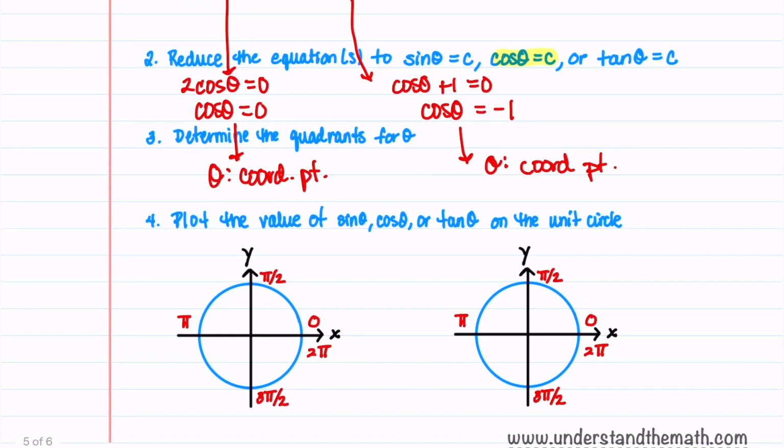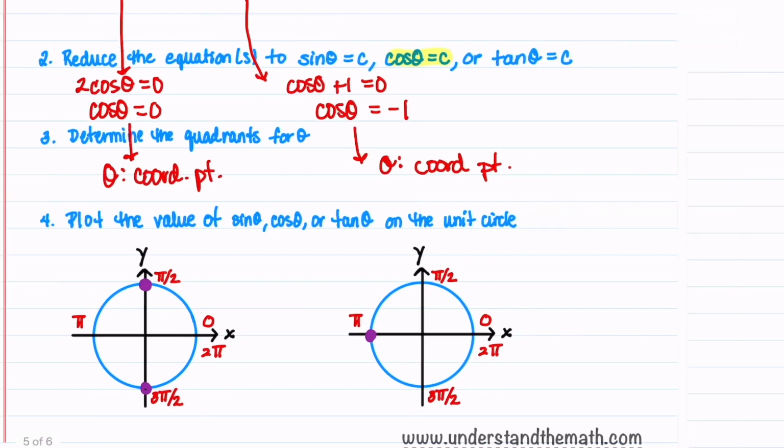Let's now plot these. On our equation on the left, cosine theta is 0. Cosine is related to x, so let's plot when x is 0. That's going to occur at pi over 2 and at 3 pi over 2. And then on the right-hand equation, cosine theta is negative 1, so x is negative 1. And that's going to occur at just 1 point, and that's going to be at pi. Let's summarize these on the next page.